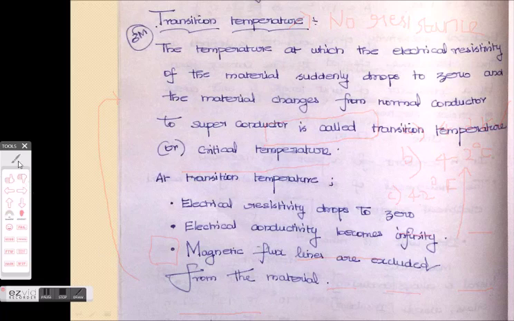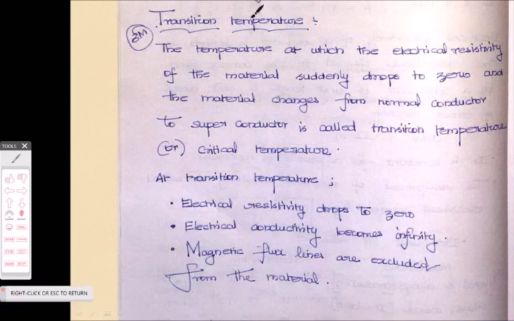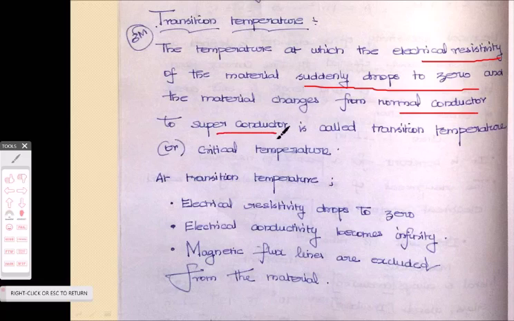Then we have to see what is transition temperature. The temperature at which the electrical resistivity of the material suddenly drops to zero and the material changes from normal conductor to superconductor. At a particular temperature the normal conductor changes into a superconductor, and its resistance becomes zero. The temperature at which a normal conductor becomes a superconductor is the transition temperature. Another name for the transition temperature is the critical temperature.